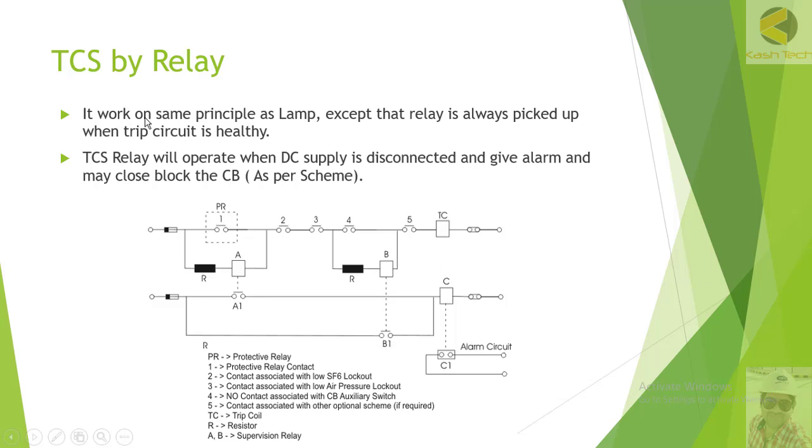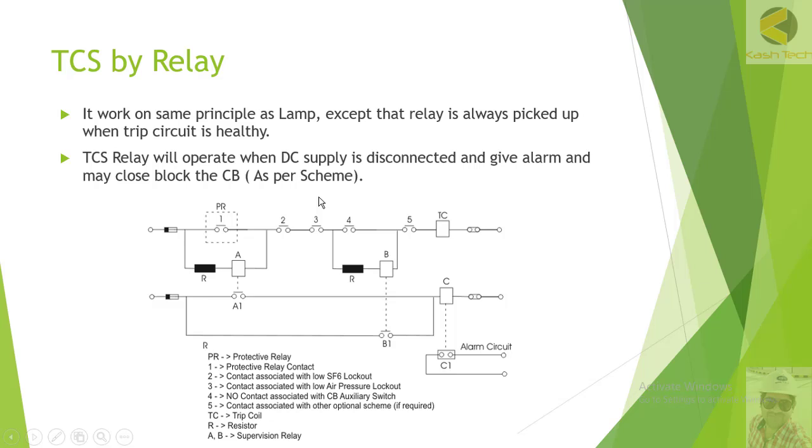It works on the same principle as the lamp, except that the relay is always picked up when the trip circuit is healthy. So instead of glowing the lamp, the healthiness of the tripping coil on the circuit is indicated by the relay being picked up. The TCS relay will operate when DC supply is disconnected and give an alarm, and may close-block the circuit breaker as per scheme.